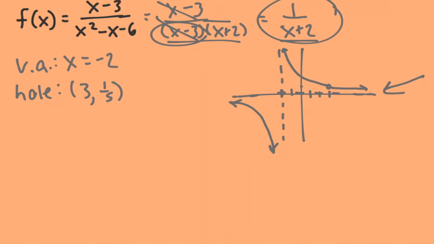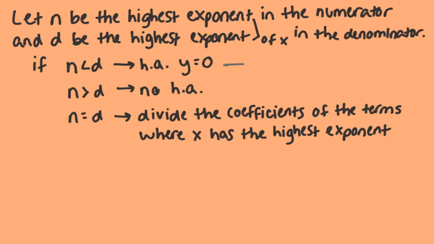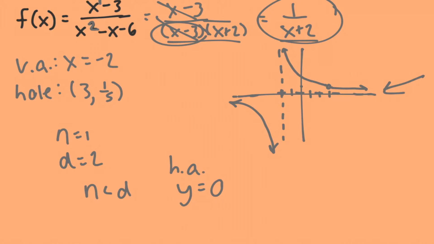n is the highest exponent of x in the numerator, so that's a 1, and d is the highest exponent of x in the denominator, so that's a 2. n is less than d, because 1 is less than 2, which means the horizontal asymptote will be at y equals 0. We could have also looked at the reduced equation, and we would get the same thing. This is like 1x to the 0, because we don't see an x there. So here, n is 0 and d is 1, 0 is less than 1, so n is still less than d, which would still make our horizontal asymptote be at 0.